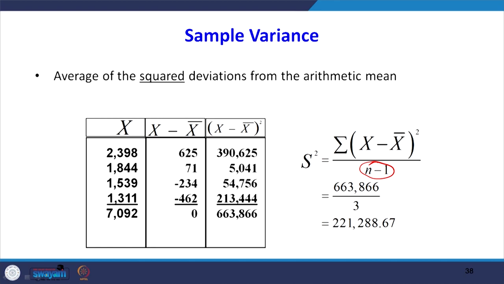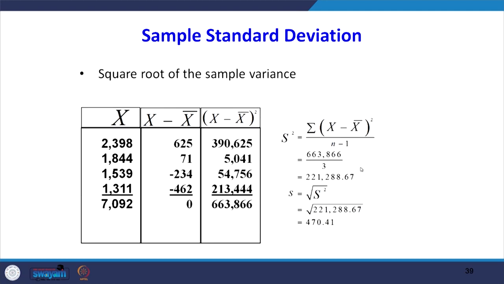So, here the variance is 2,21,218. This is the sample standard deviation; you just take the square root of that, which is 470.41. So, the square root of the variance is nothing but the standard deviation.